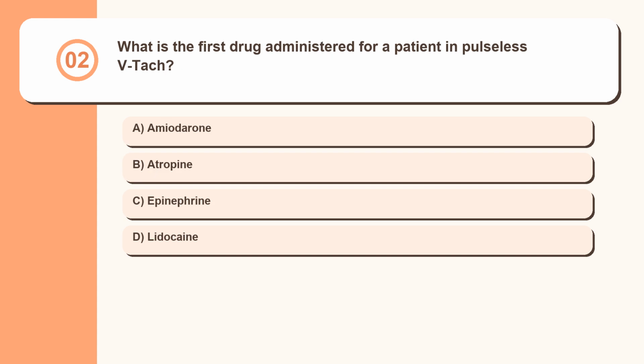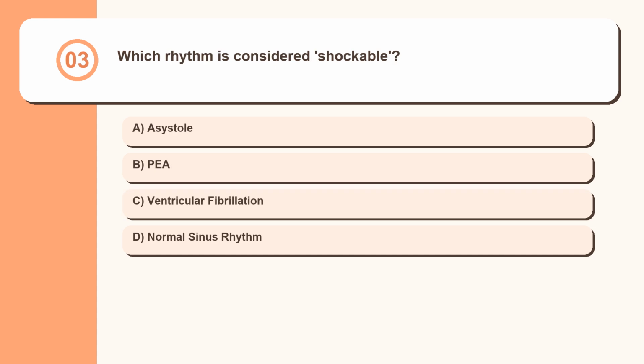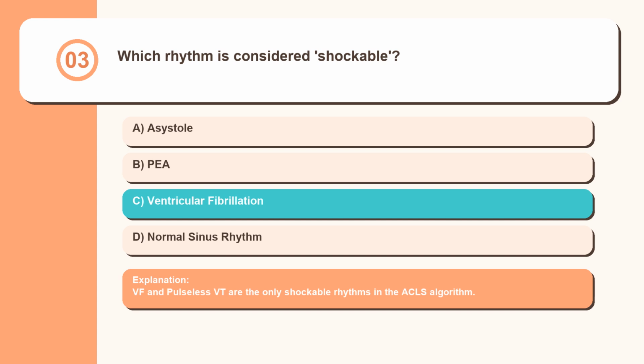Question 2. What is the first drug administered for a patient in pulseless VTach? Amiodarone, atropine, epinephrine, lidocaine. Epinephrine is the first-line medication in cardiac arrest for all rhythms. Question 3. Which rhythm is considered shockable? Asystole, PEA, ventricular fibrillation, normal sinus rhythm. VF and pulseless VT are the only shockable rhythms in the ACLS algorithm.